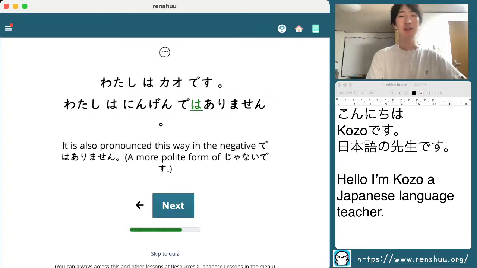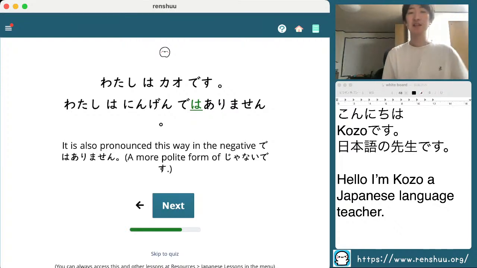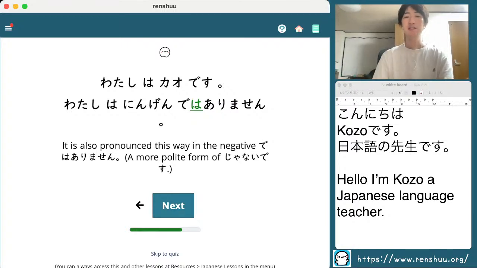ではありません。Yeah, a more polite form of じゃないです。They both have the same meaning, but ではありません is more polite, more formal.